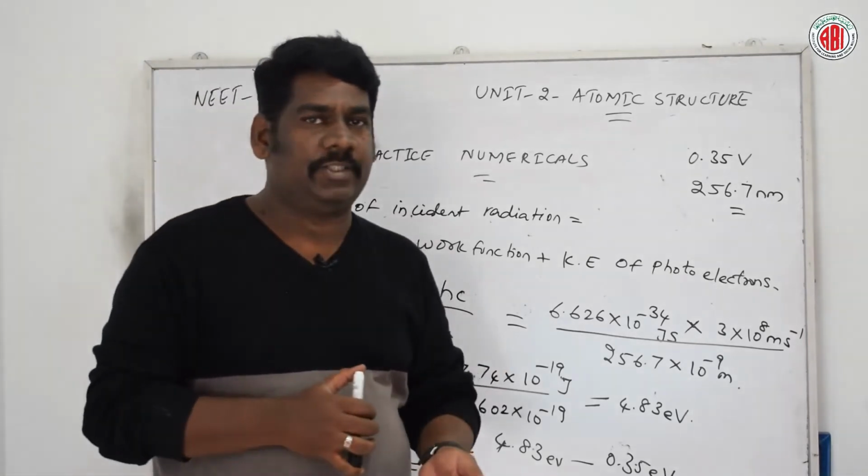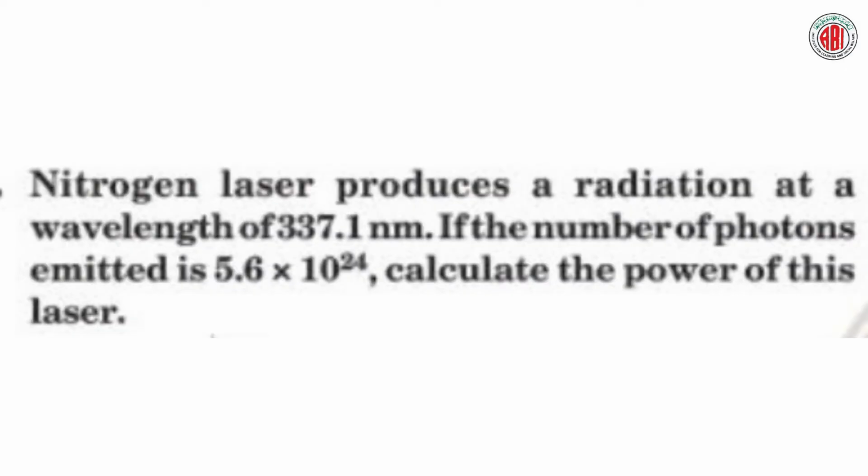Let us go for the next question. Now let us see the next question. A nitrogen laser produces a radiation at a wavelength of 337.1 nanometer. If the number of photons emitted is 5.6 into 10 to the power of 24, calculate the power of this laser.